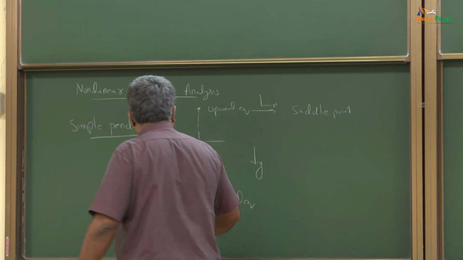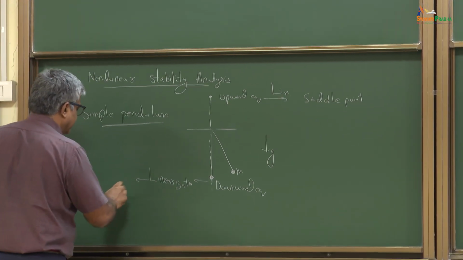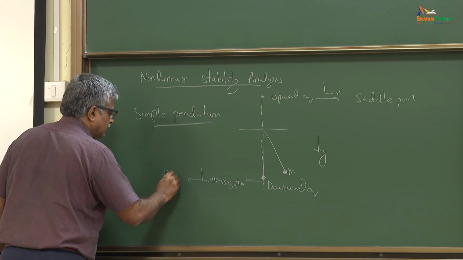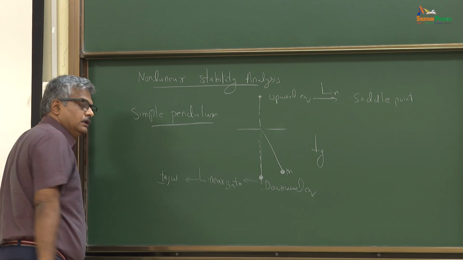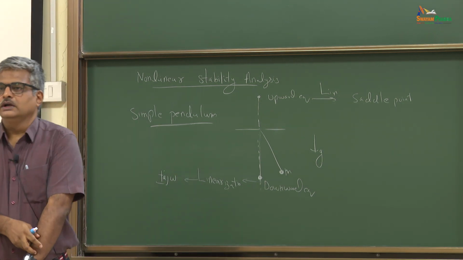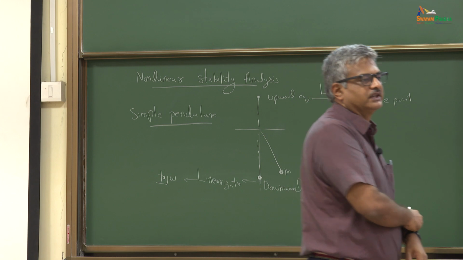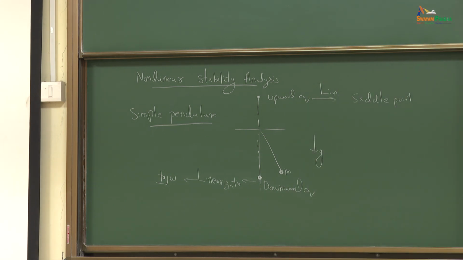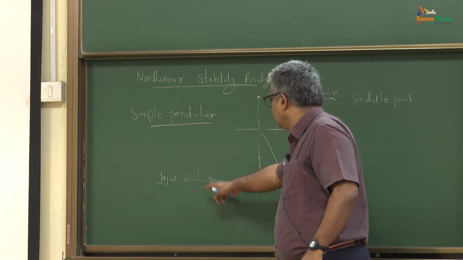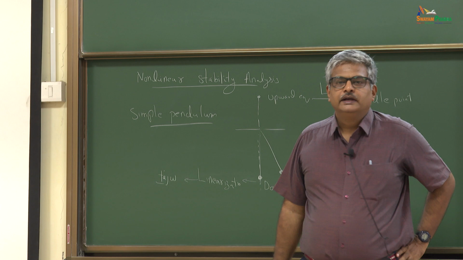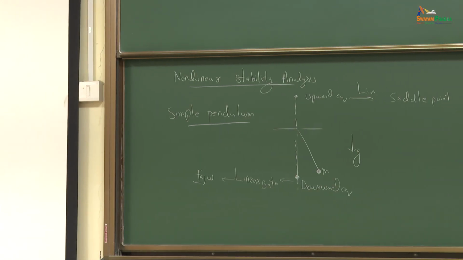Now for the downward, the linearization yielded eigenvalues which are on the j omega axis, right? That is, the real part is 0. And then we also saw from the Hartman-Grobman theorem that now you cannot conclude anything about the nonlinear system based on linearization when you have the eigenvalues on the imaginary axis, right?